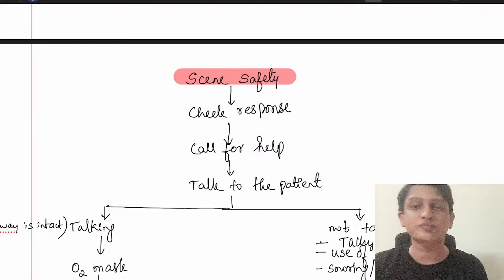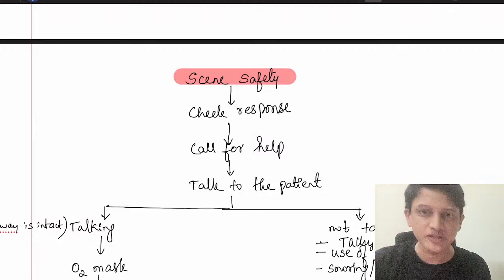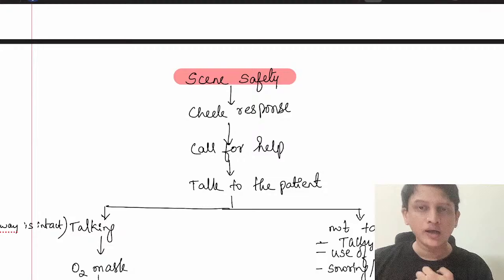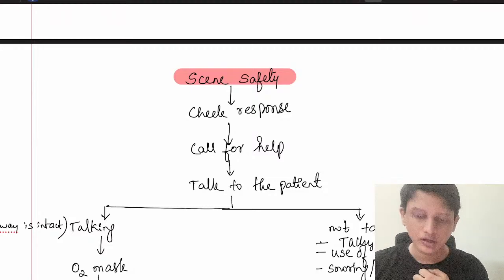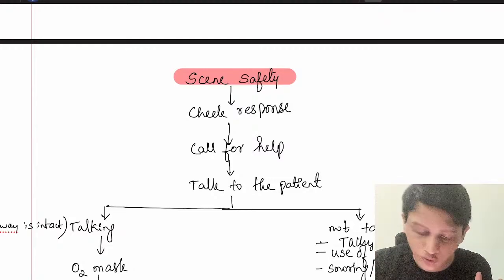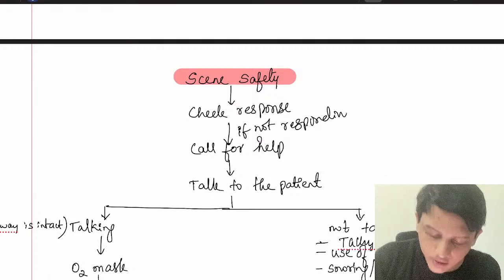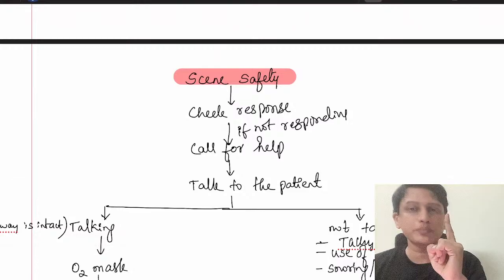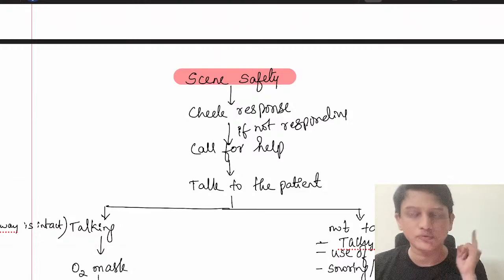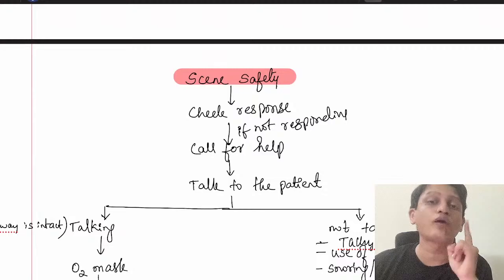Second thing, check for response. As you go to the patient, call, knock him. Hello, are you there? Can you please say something? You knock him. Check for his response. And if he's not responding, okay, immediately, what is the next step? Again, last time asked entrance exam question, it is, call for help.